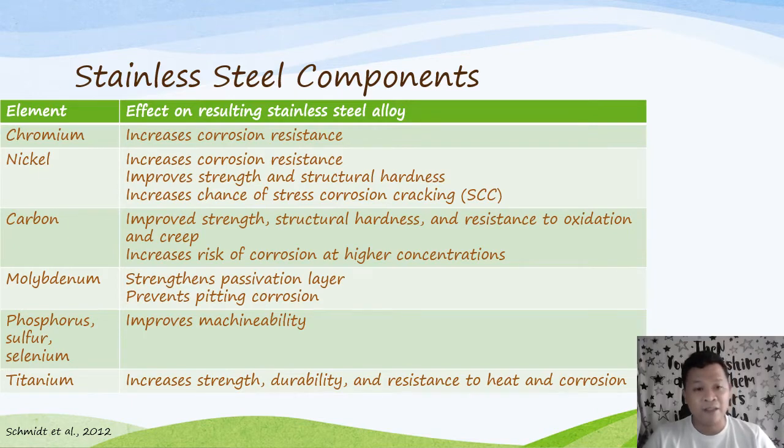On the other hand, there's also phosphorus, sulfur, and selenium for machinability, meaning when you're creating stainless steel shapes of different sizes and shapes. And you also have titanium for increased strength, durability, heat resistance, and corrosion resistance. However, of course, adding more titanium increases the expense of that type of stainless steel.